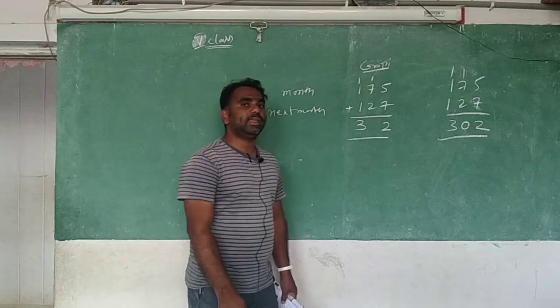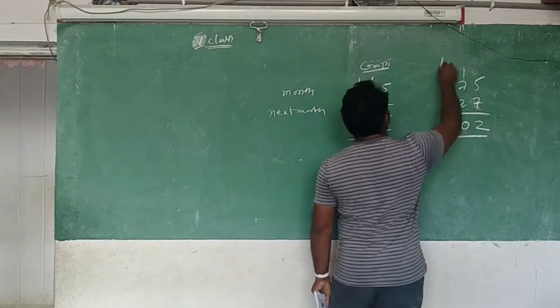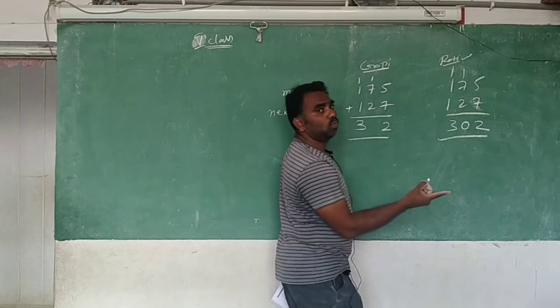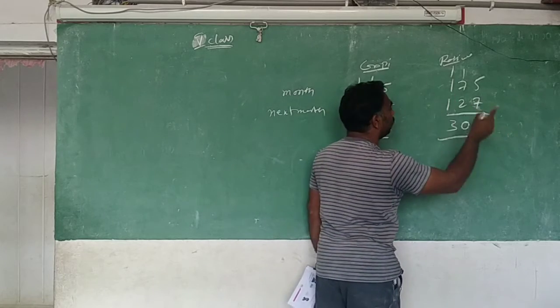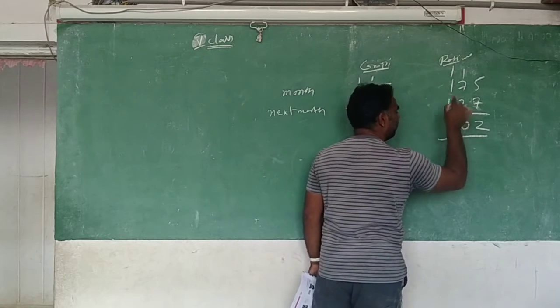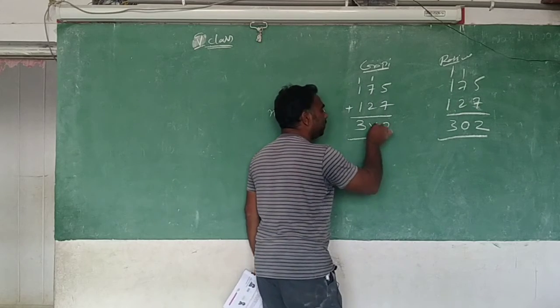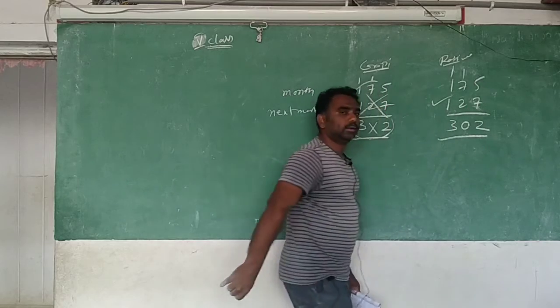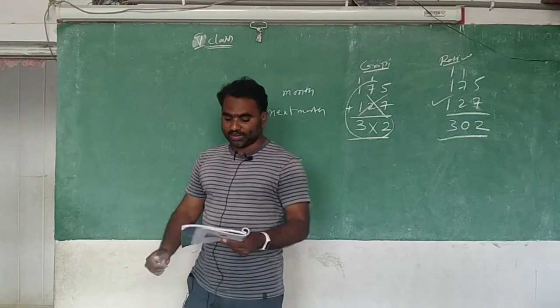Whose answer is correct here? Yes, Rafi's answer is correct. Why? Because here 10 means 1 and 0. 1 carry goes here and 0 must be written compulsorily. Here he didn't write 0. That's why this problem is wrong. This is correct. So okay, I think you understand well.